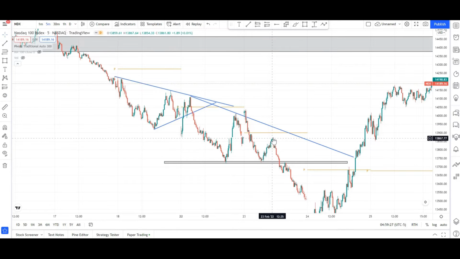After that the buyers once again try to take it upside. After that it came once again downside, it took resistance. You can clearly see that it took resistance.